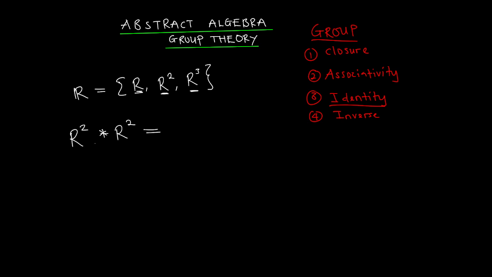You might be tempted to say r squared composed with r squared is r raised to the power 4. Oh, this property is not satisfied, and therefore this is not a group because r4 is not in the set, right? But no, that is wrong. R4 is not what your answer would be. You can break it down like this.